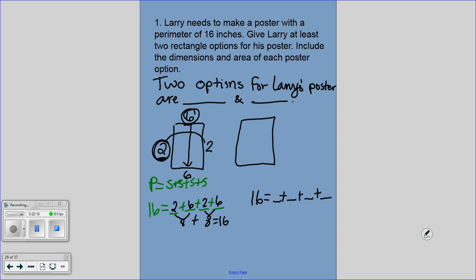I might try 5 because I like to try 5. Let's do 5 and 5. What is that going to give me a total of? 10. Okay, I need it to be 16 and I have 2 sides left. What could my other dimensions be?